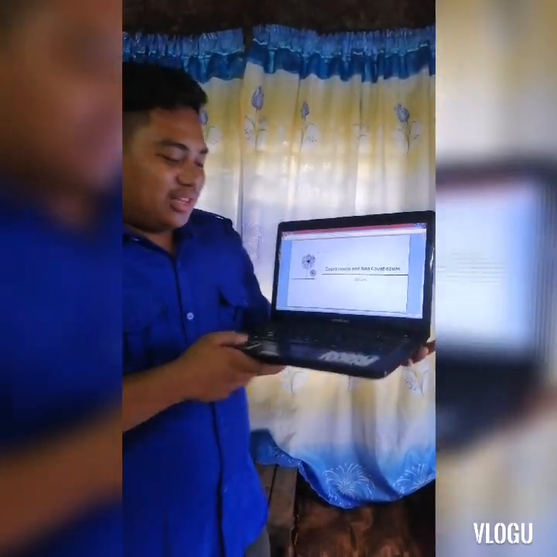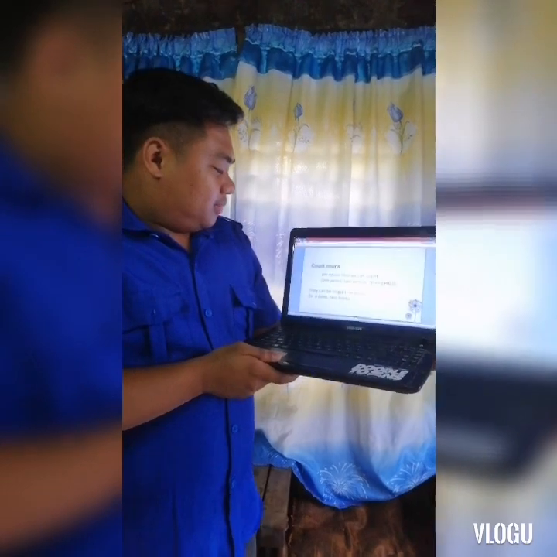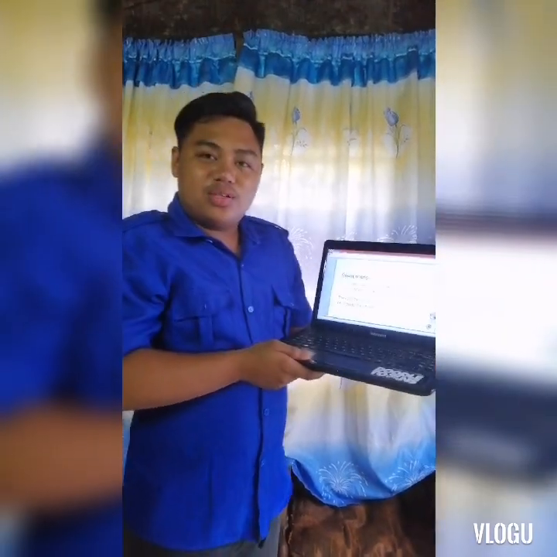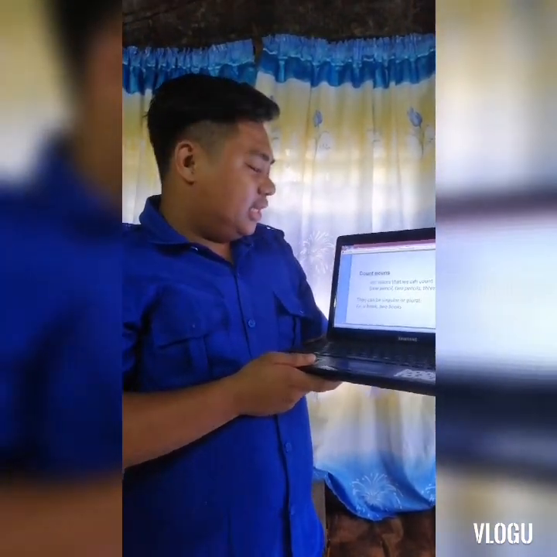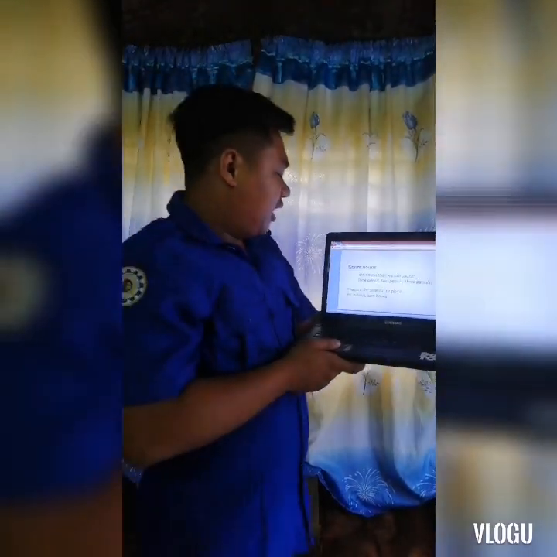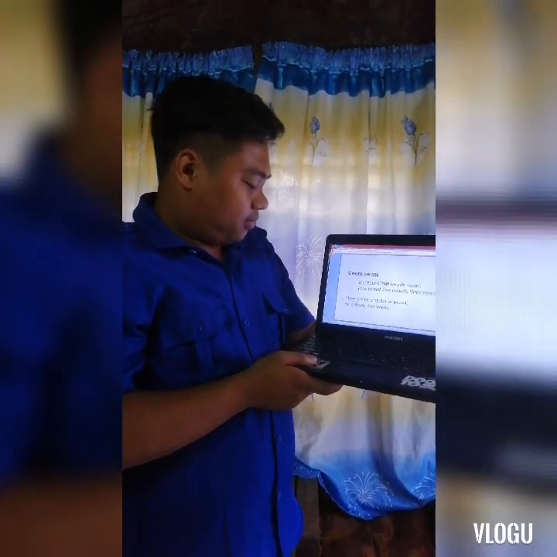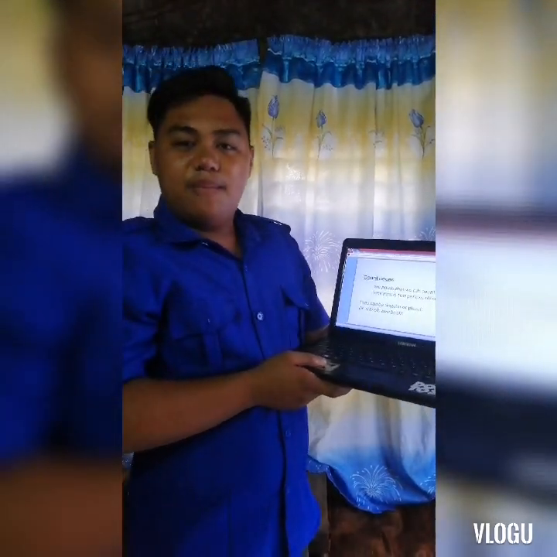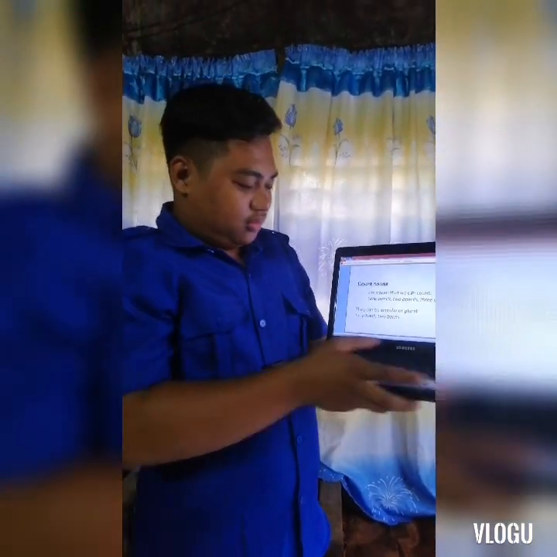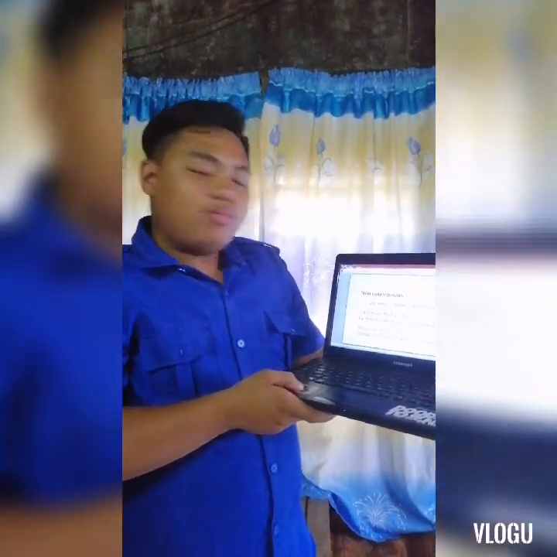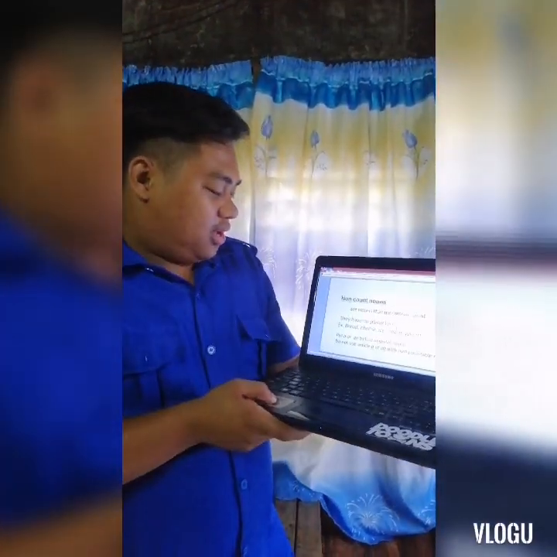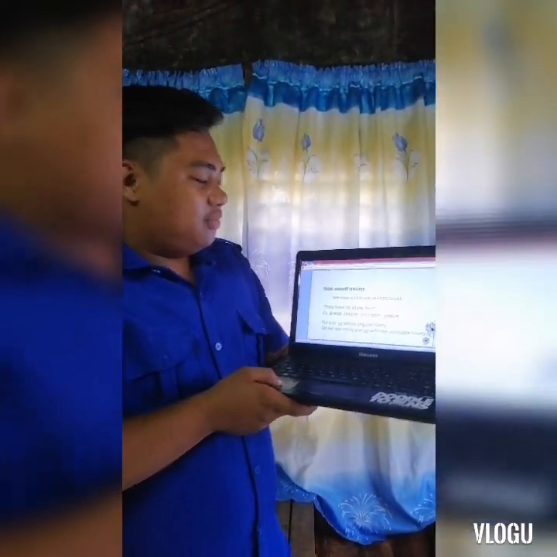Count nouns and non-count nouns. Count nouns are nouns that we can count. For example, 1 pencil, 2 pencils, 3 pencils. They can be singular or plural. For example, a book, 2 books. Non-count nouns are nouns that we cannot count. They have no plural form. Example, bread, cheese, ice cream, yogurt.